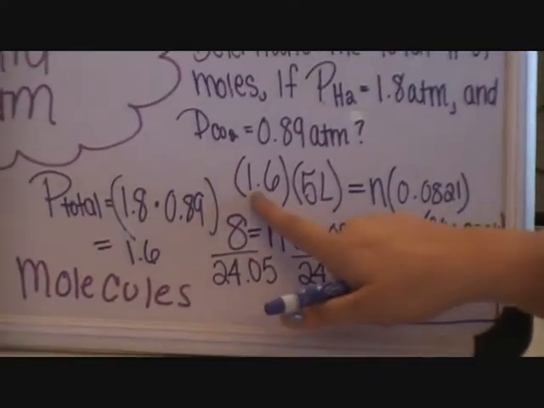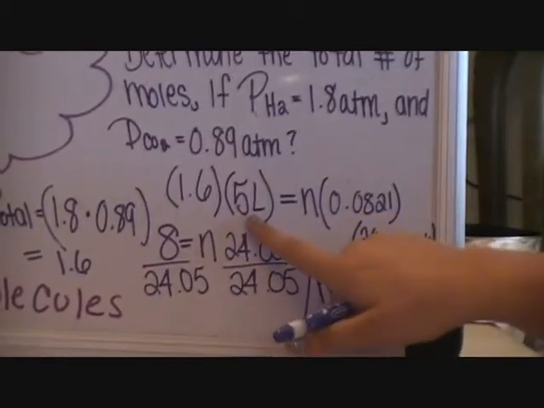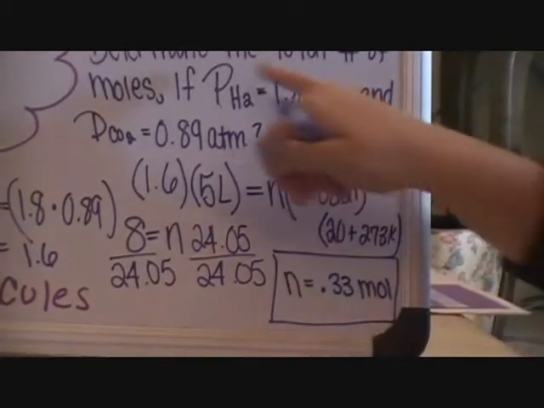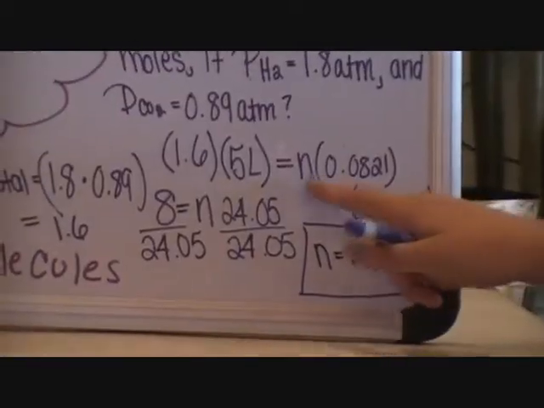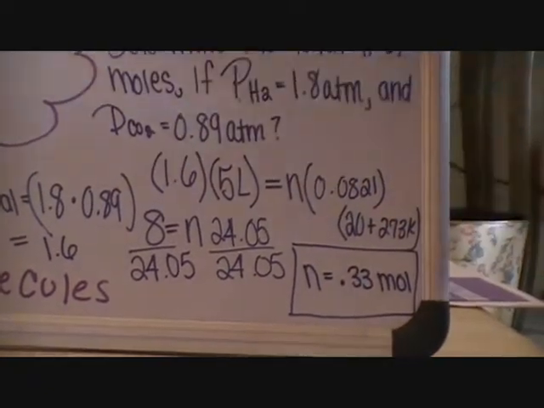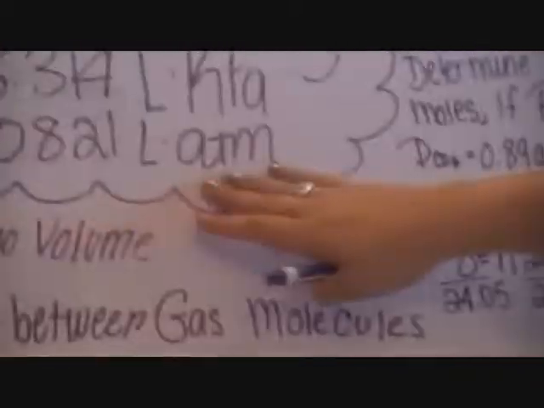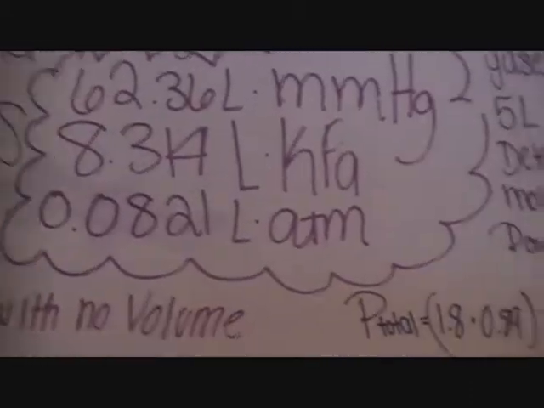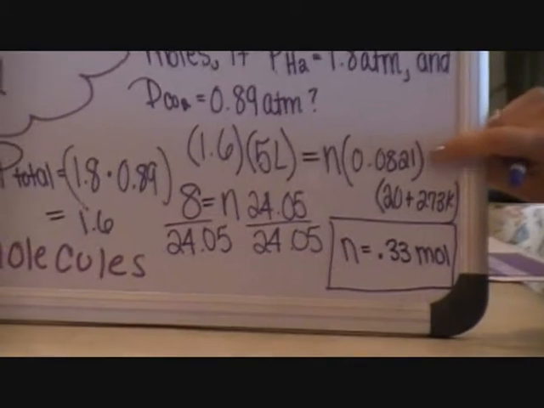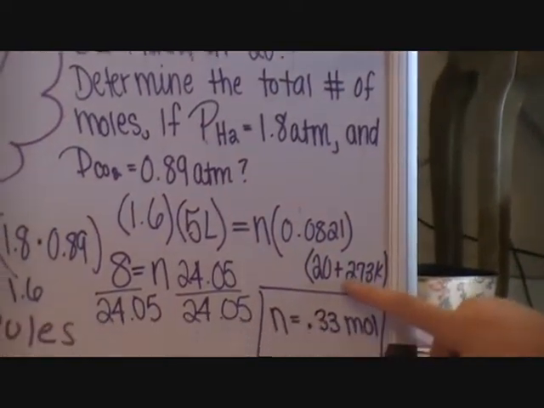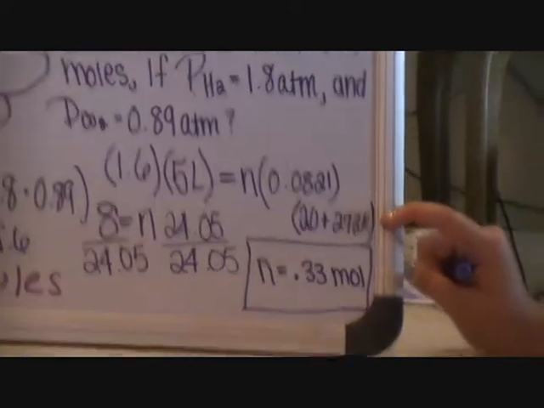So you do your pressure, which is now 1.6, times the volume, which was 5 liters from our equation, which equals N, which is what you're looking for because it said find the total number of moles. So N you leave blank. Then this is where, when you're doing your R, you use one of these 3 numbers. In this equation, we're using atm, so you look for the one that's atm, which is 0.0821, which is what I plugged in right here. Then you take your temperature, which was 20 degrees, and you have to add 273, and the K is Kelvin.